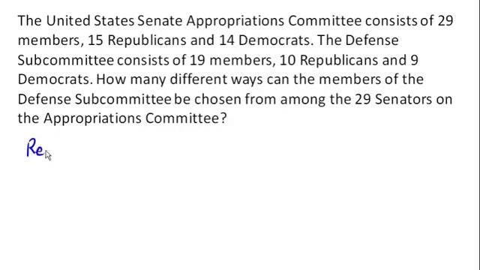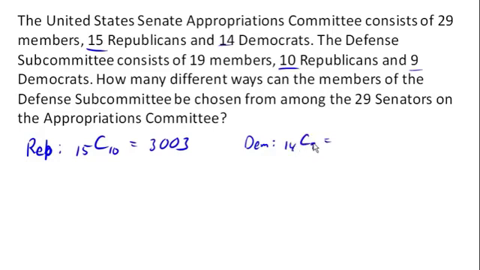Okay, so for the Republicans, we have 15 Republicans overall, and 10 of them are going to end up on this subcommittee. So from the 15 Republicans, we're going to pick 10 of them, and order does not matter, so we're going to use combinations. And that turns out to be 3,003. For our Democrats, we have 14 Democrats altogether. 9 of them are going to end up on our committee. So 14 choose 9, and that comes out to be 2,002 different ways.